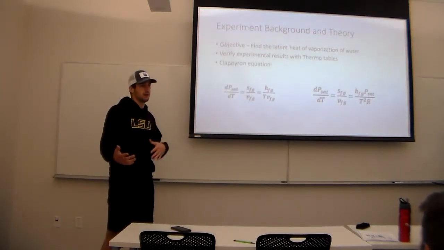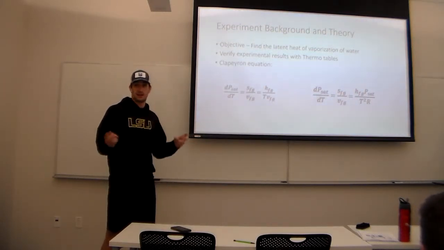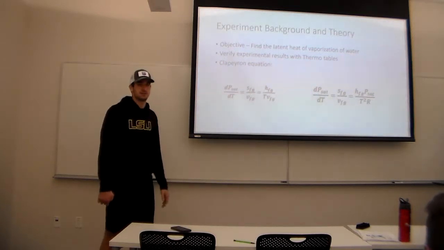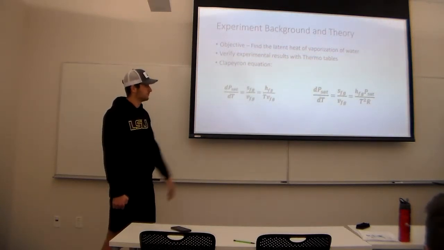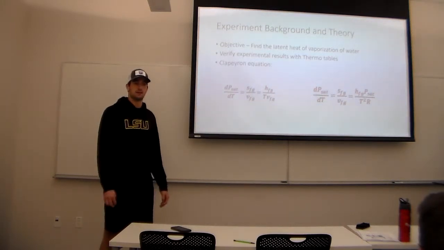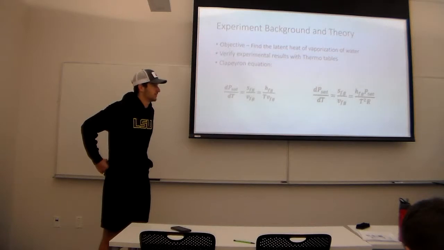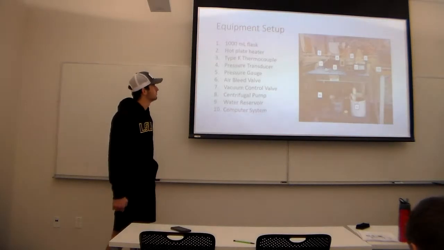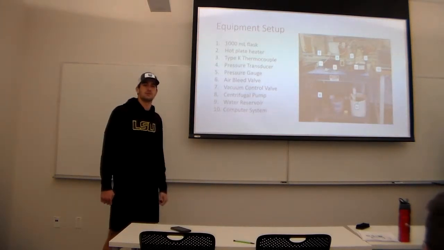And in our case, we just assumed that this was an ideal gas, and it can be a safe assumption, especially for this one. So it changes the specific volume to R times T squared, with your ideal gas constant, which was 450 for steam. So next, looking at the equipment setup.